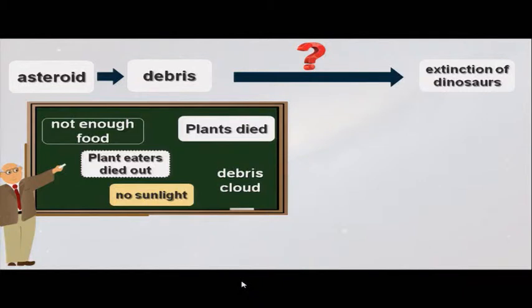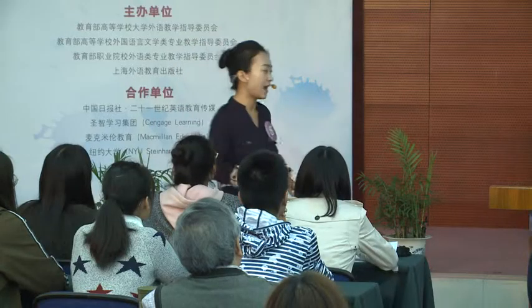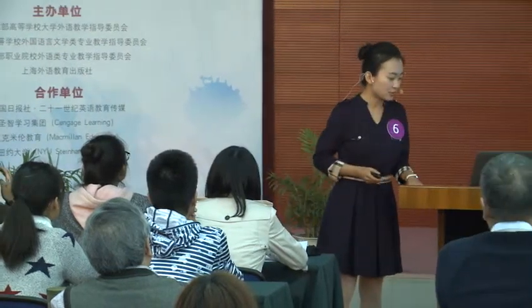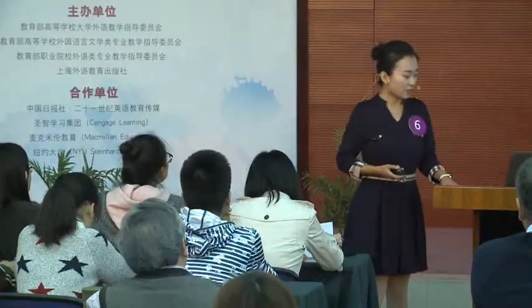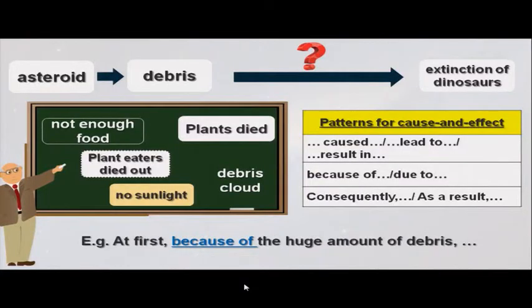And when you do that, because you're going to talk cause and effect, try to use the cause and effect pattern here. Okay, something caused something, or because of, or due to, or consequently, you may add a sentence here, all right? For example, you can start with, at first, because of the huge amount of debris, what may follow? Clear? Okay, now I'm gonna just give you 1 minute, work in groups of 3. Okay, let's see which group is the quickest. Okay, start.